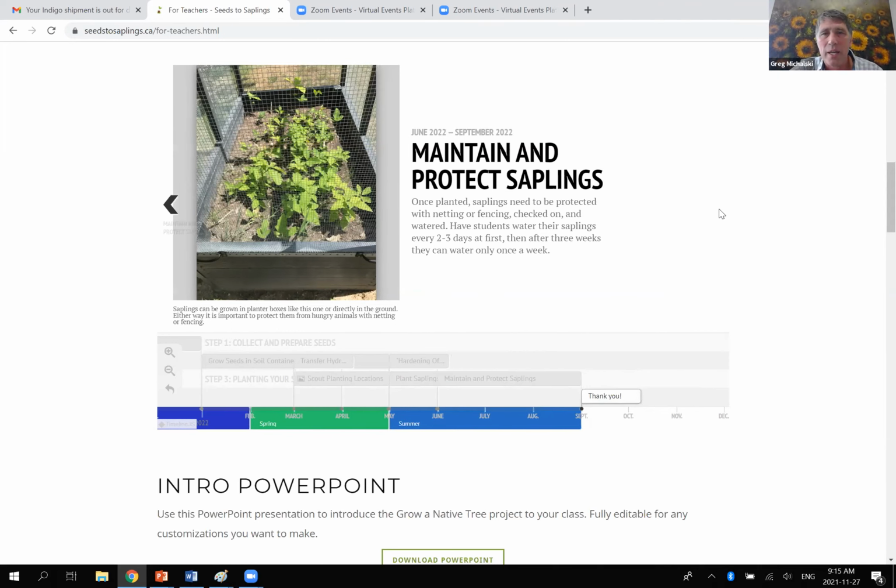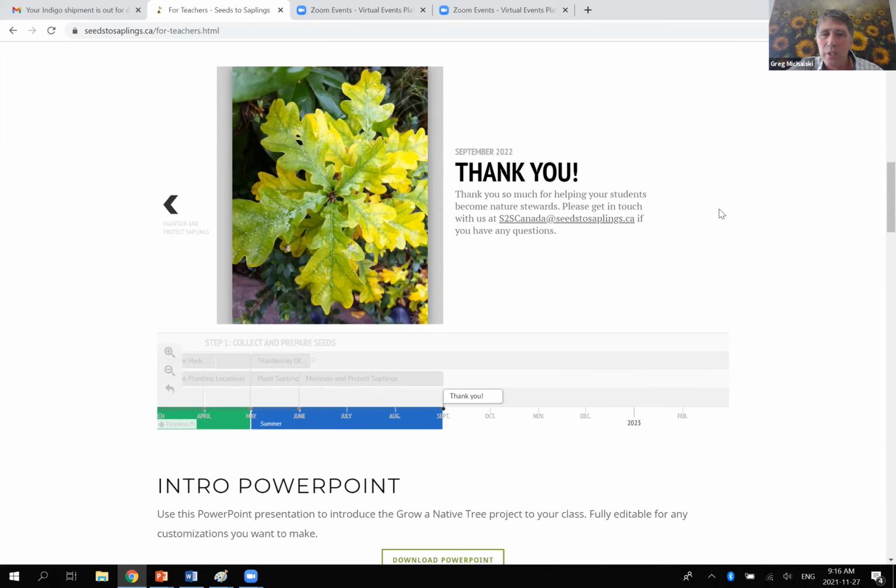So that gives you a little timeline as a teacher, just to remind you of the timing that you'll need throughout the year. Some people find that helpful.